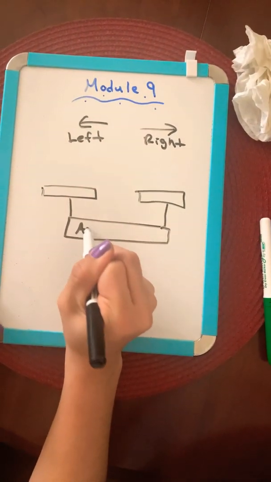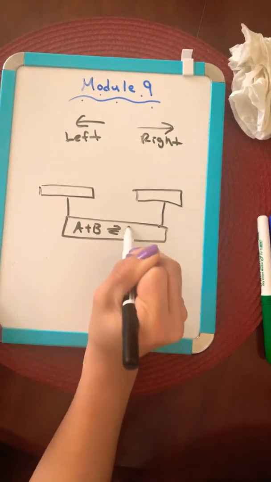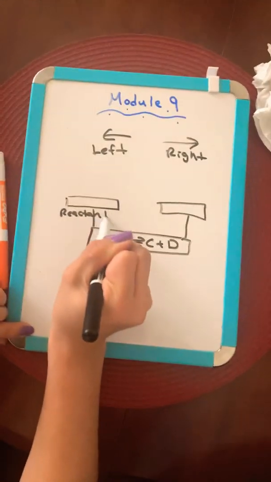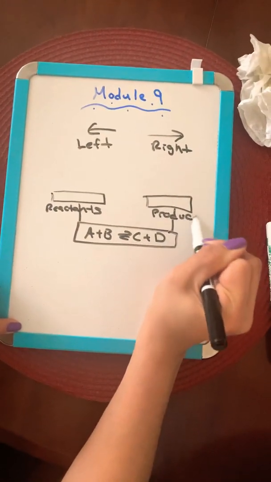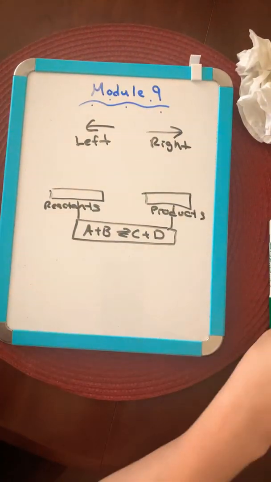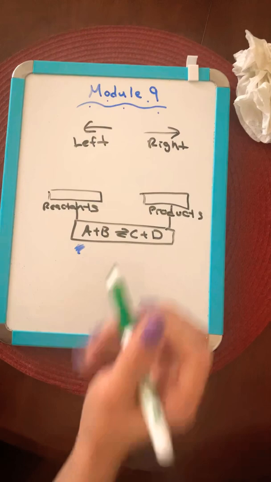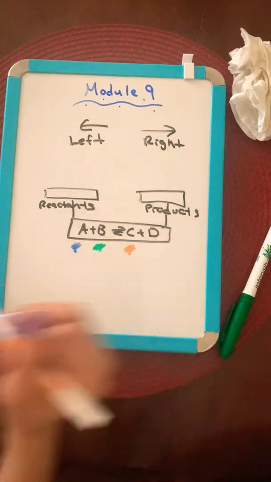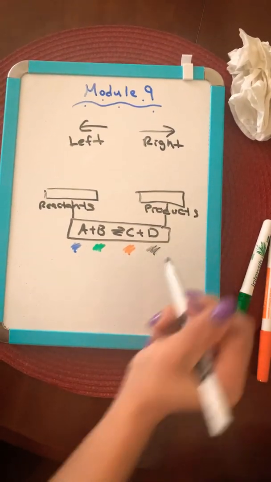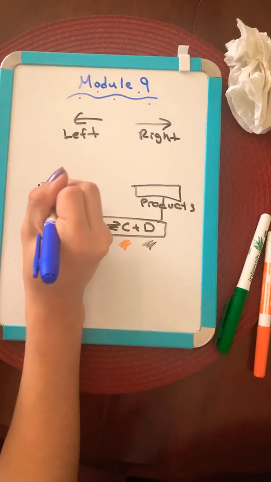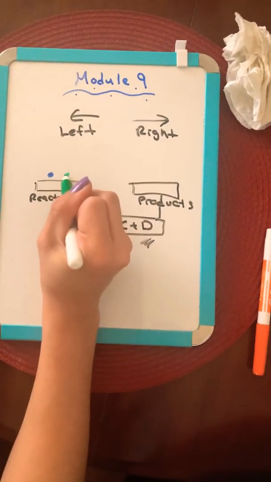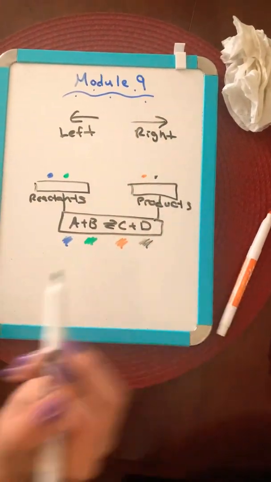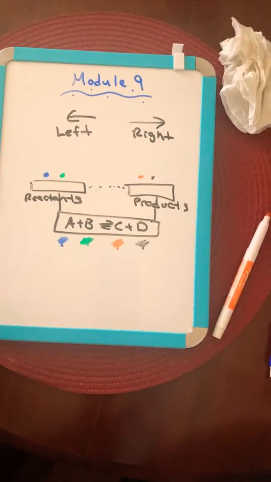We have this general expression of A and B going to C plus D. On this side, we have our reagents, and over on this side, we have our products. I'm going to color-coordinate each one. Let's say blue is A, green is B, C is orange, and D is black. What if at the beginning everything is balanced? There's one of A, one of B, one of C, and also one of D. Everything is balanced. They're both the same, nothing is happening.